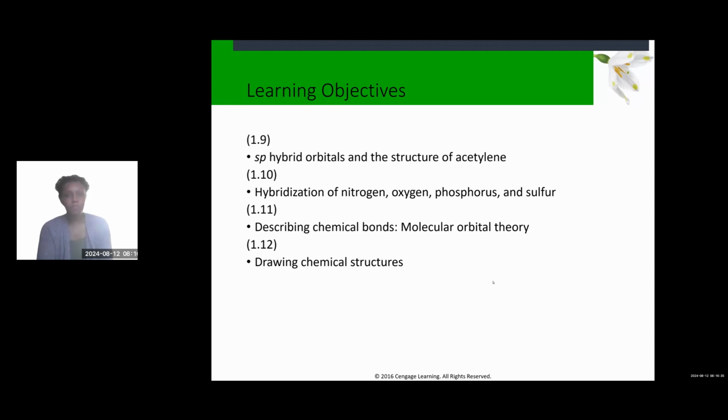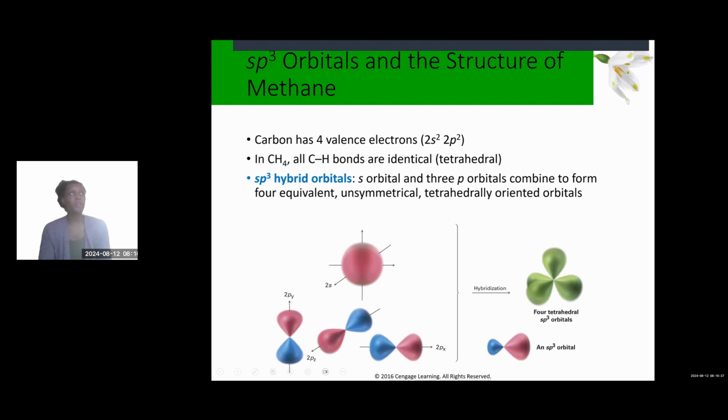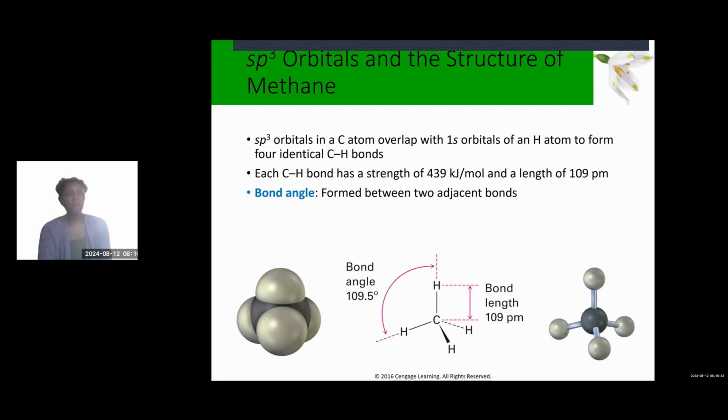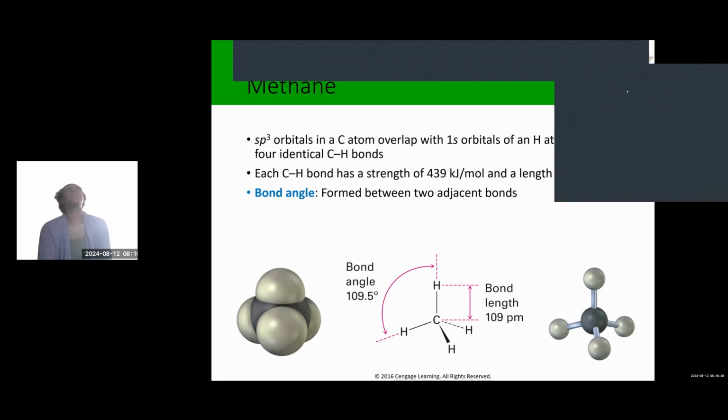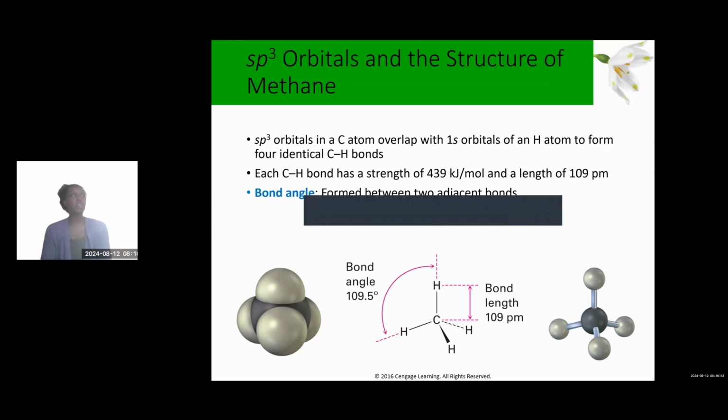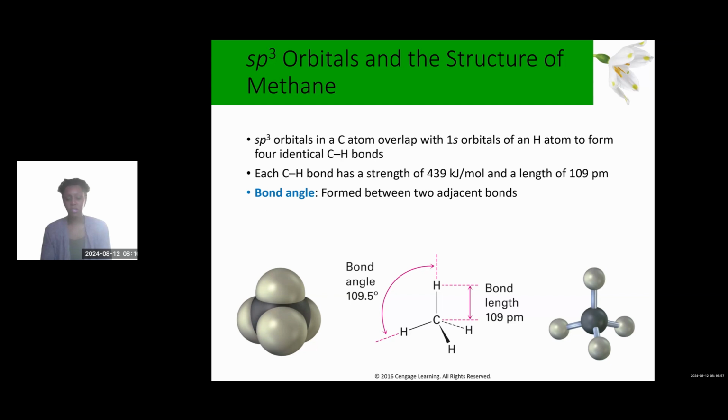All right, you guys. So let's not waste time. Let's go ahead and get started. We're going to first start talking about hybridization. And let me do this so that you guys can see the screen clearly. All right, so sp3 hybridization, sp3 orbitals and the structure. So we're going to talk about hybridization.